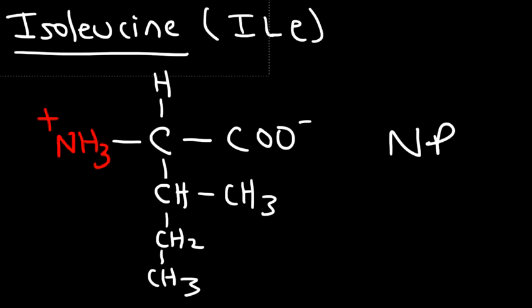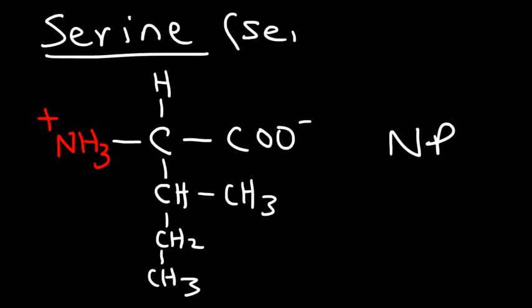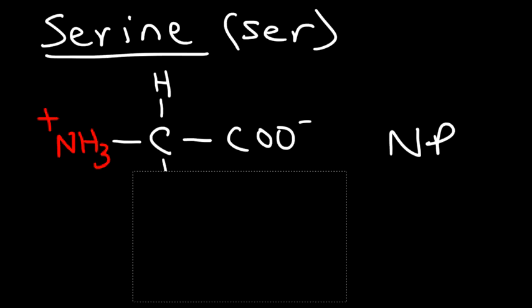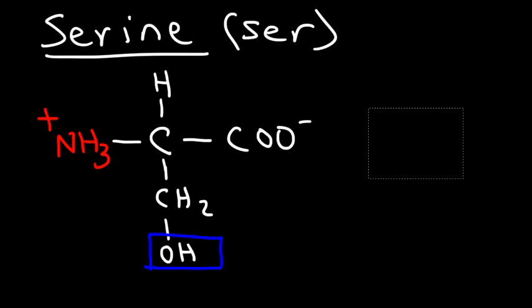The next one that we're going to consider is serine. You can also write SER. Now, serine is not a nonpolar amino acid, but a polar one. And the R group has a CH2 and an OH group. So typically, when you see a hydroxyl group, it usually makes the molecule polar. So this is a polar amino acid, which means that it can dissolve well in water.